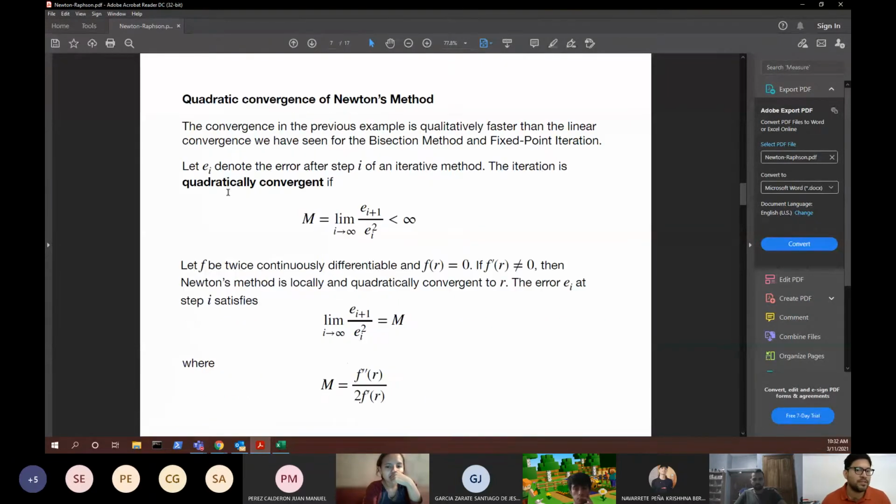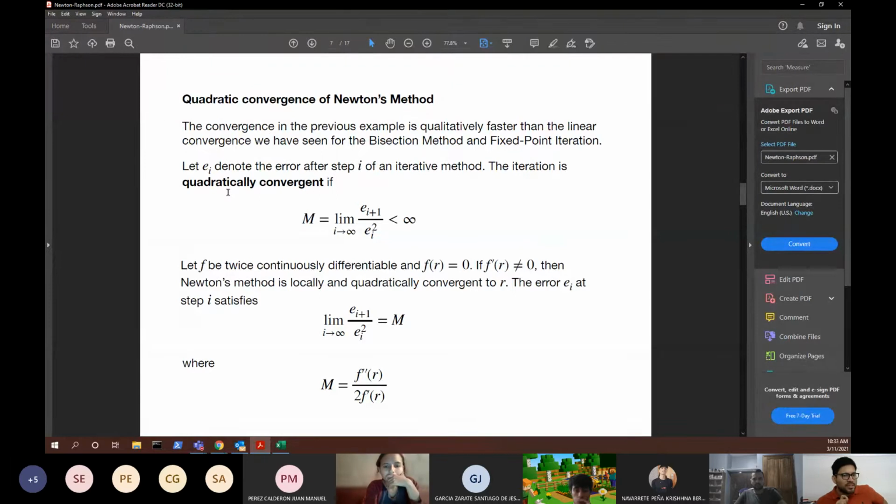So that's a good definition. But then we have to study a little bit of this thing, because we need to understand what was going on. The convergence, as I told you in the previous examples, is faster than the linear convergence that we saw when we used the bisection method and the fixed point iteration. So it's faster. Now we prove that by doing one exercise.